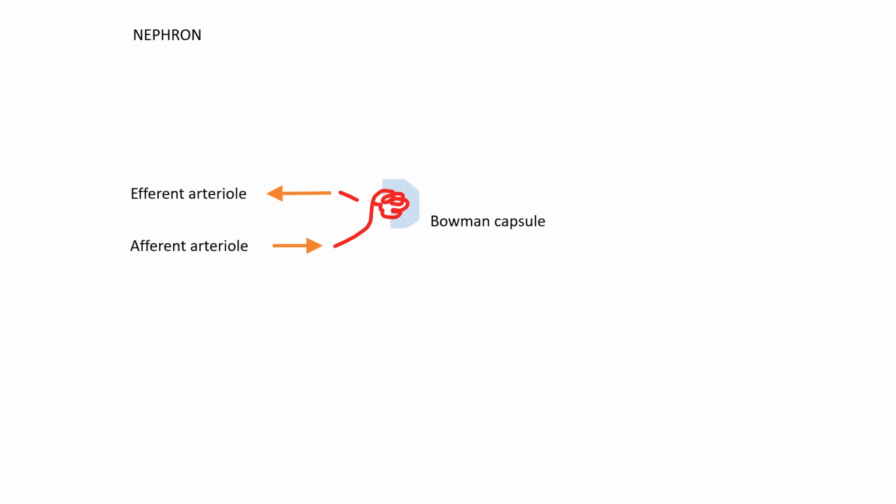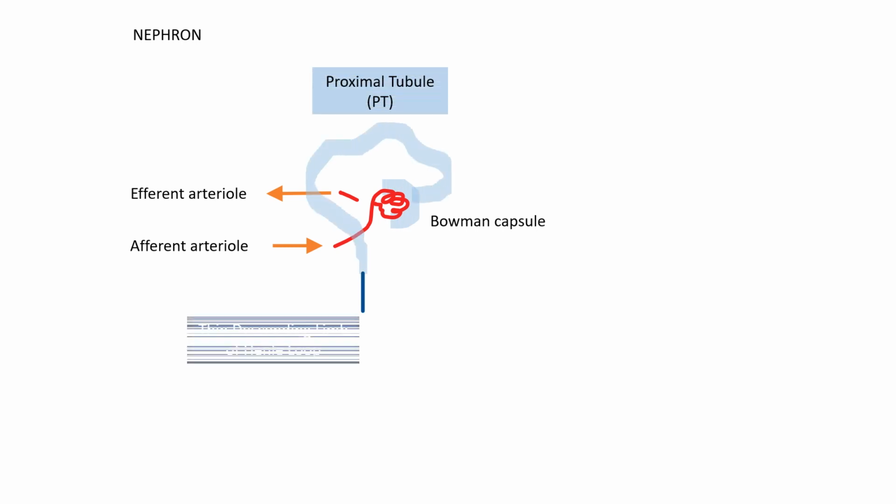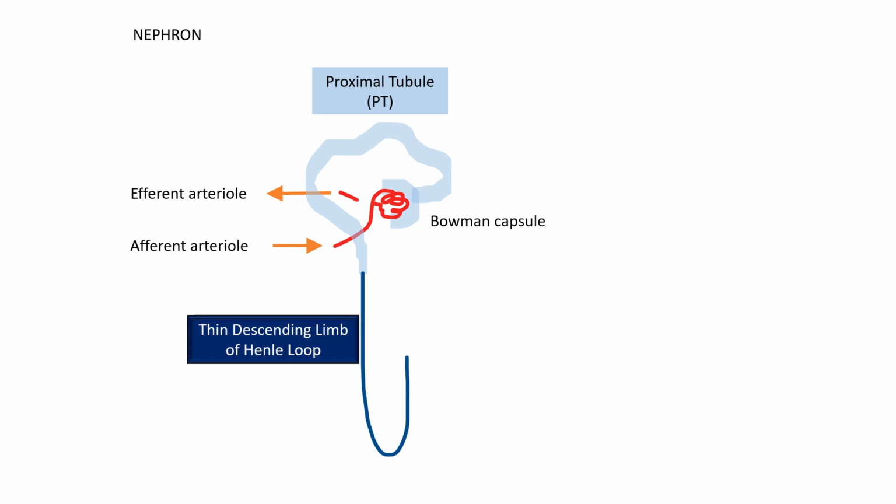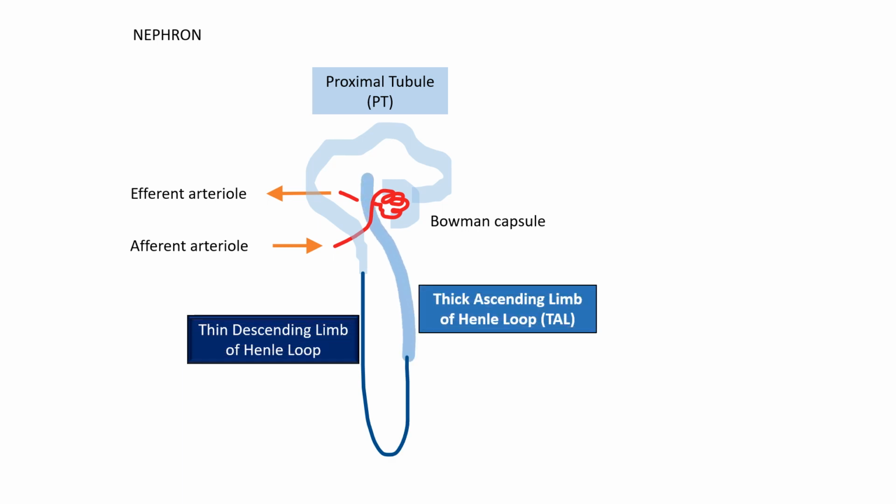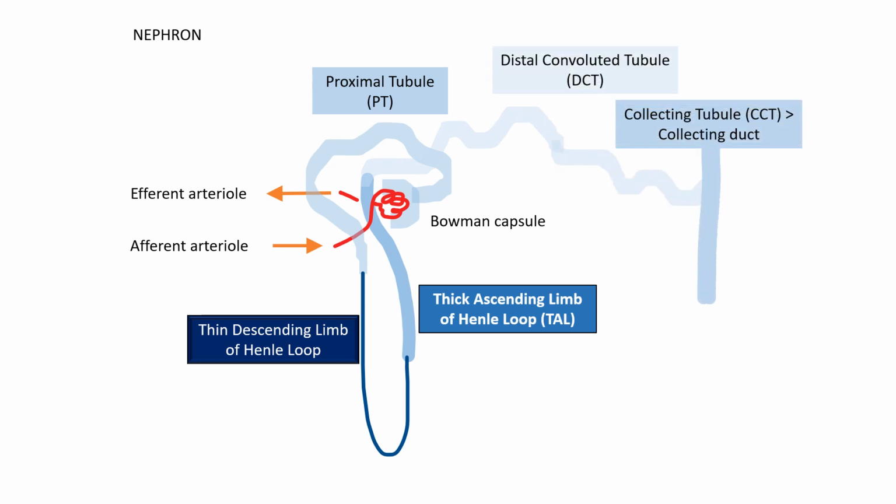Let's take a look at a single nephron unit. We start with the glomerular capillary filtering plasma into the Bowman capsule. The filtrate travels down the proximal tubule, thin descending limb of Henle loop, thick ascending limb of Henle loop, distal convoluted tubule, then collecting tubule. Now we will take a closer look at the functions of each of these tubular segments.